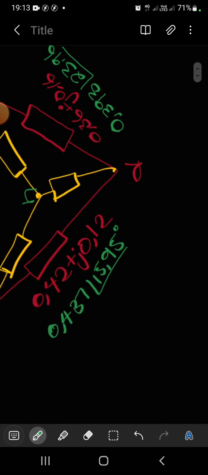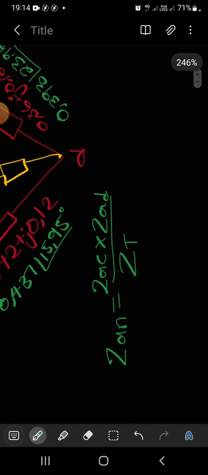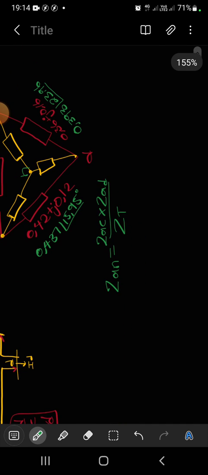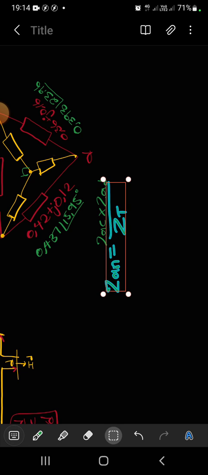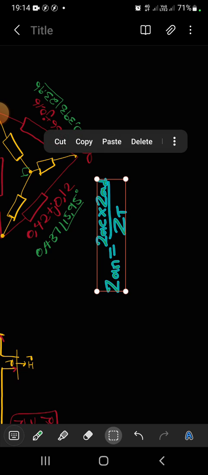Let's start with ZAN. Z of AN is equal to, remember, the product of the two ears, meaning that is ZAC times ZAD all over Z total. Meaning you're first gonna have to find the Z total because we're gonna use it everywhere. Cool. Let's find Z total.